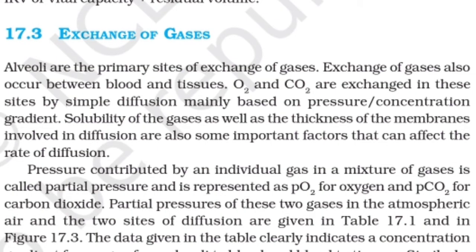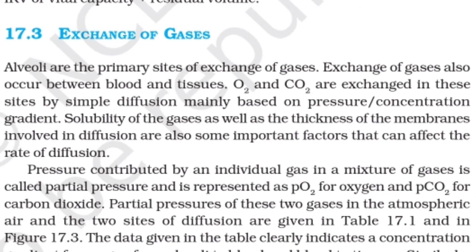17.3 Exchange of gases. Alveoli are the primary sites of exchange of gases. Exchange of gases also occurs between blood and tissues. O2 and CO2 are exchanged in these sites by simple diffusion, mainly based on pressure/concentration gradient. Solubility of the gases as well as the thickness of the membranes involved in diffusion are also important factors that can affect the rate of diffusion.